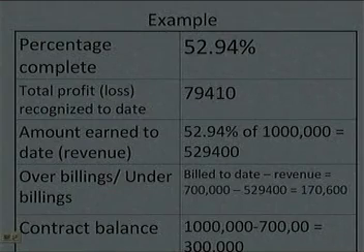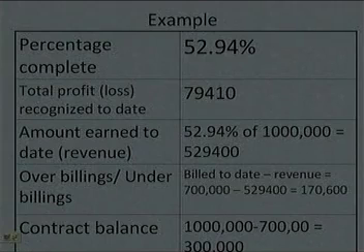We can also calculate the contract balance. This again is very simple to calculate. You know the contract value and you know how much billing has been done to date. So, 1,000,000 is the contract value and 700,000 is the billed value. So, the difference is 300,000, that is the contract balance.